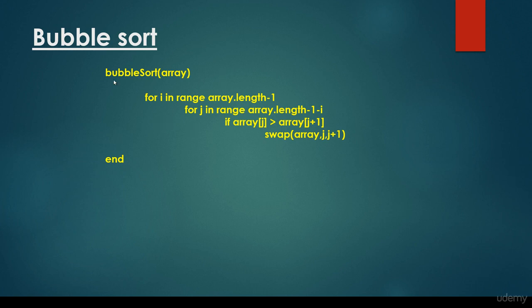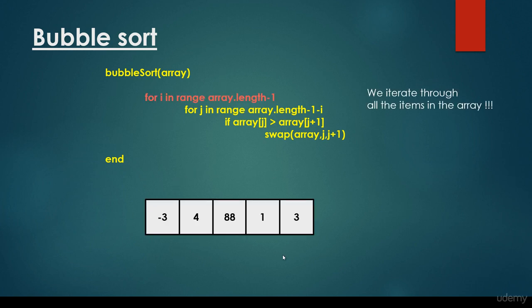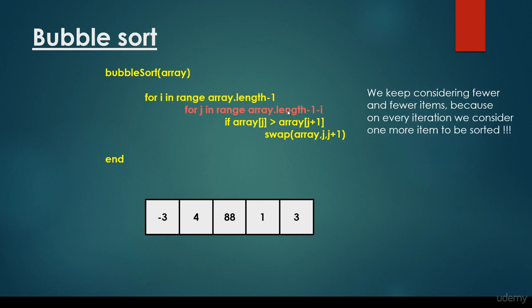Okay, so what about the source code? For example, we have a one-dimensional array: -3, 4, 88, 1 and 3. We iterate through all the items in the array. Of course, we have to consider every single item. On every iteration, we keep considering fewer and fewer items because on every iteration one more item is sorted. If necessary, we swap the two items, because the array at the j index is greater than the array at the j+1 index. It means that it's not going to be in ascending order, so we have to swap the two items.